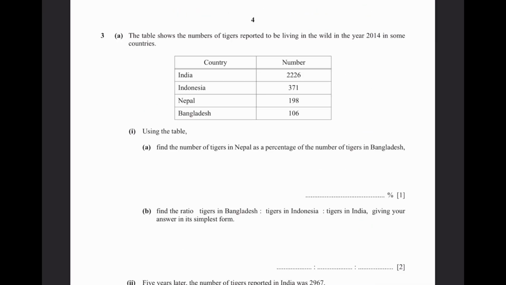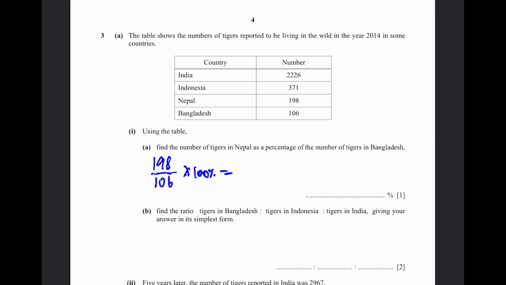A. The table shows the number of tigers reported to be living in the wild in the year 2014 in some countries. The four countries are given along with the tiger numbers. 1. Using the table A, find the number of tigers in Nepal as a percentage of the number in Bangladesh. The number of tigers in Nepal is 198 and that in Bangladesh is 106. So 198 divide by 106 and multiply by 100 to get a percentage.